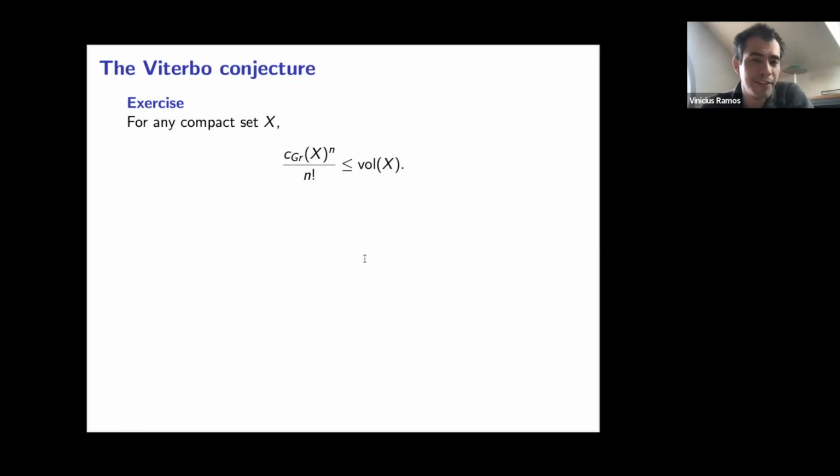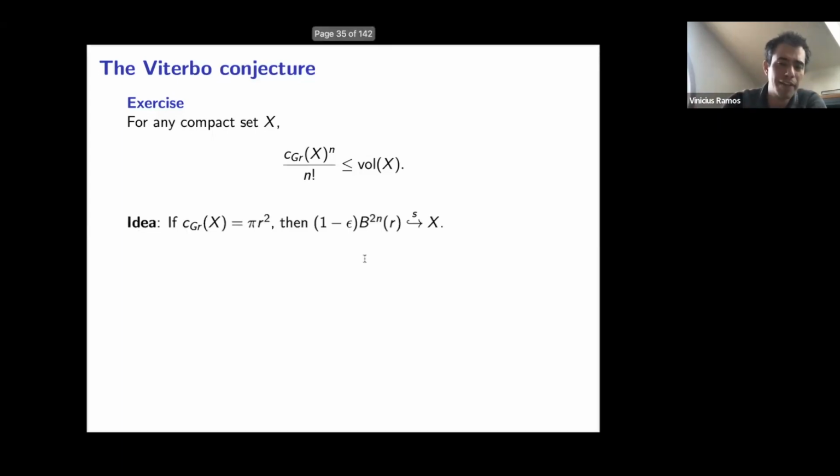So one very simple exercise, again, I've given you lots of little exercises for the students and for those who are bored, is to see that for the Gromov width, there is a simple inequality for any compact set. So that the Gromov width to the n over n factorial is less than or equal to the volume. Okay. And the proof is very simple.